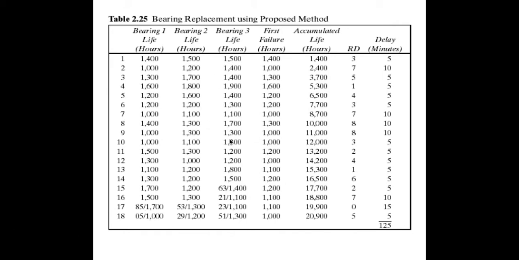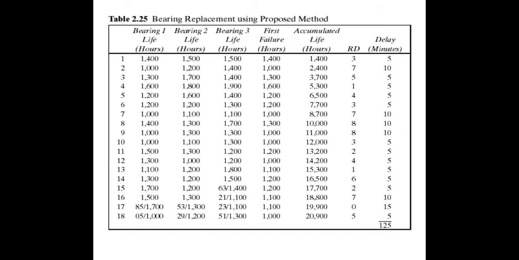After getting these three columns, we will have another column, the first failure hours. The first failure hours will be the minimum of any of these three bearings. Here in this case, 1400 is the minimum of these three bearings. In this case, 1000 is the minimum of these three bearings. In this case, 1300 is the minimum. And we will write those accordingly.